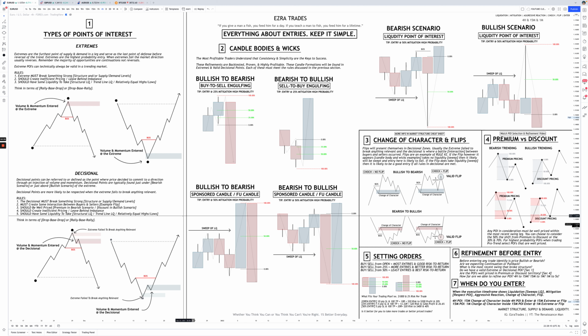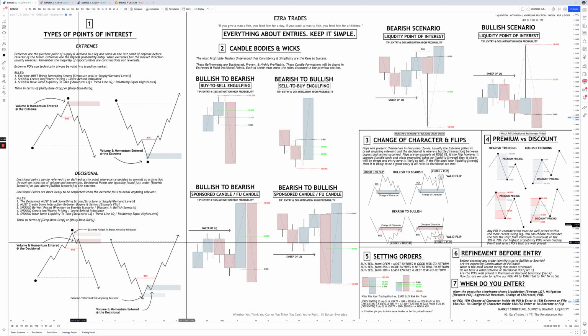So these are the rules that I think you should consider. Now, in terms of decisional, how can we think about it in a simple way? Decisional is going to be this little point here in these examples. So instead of thinking about it like an extreme, which is a rally-based drop, which is a reversal, or a drop-based rally, another reversal, this isn't going to be a reversal. This is going to be a continuation, right?